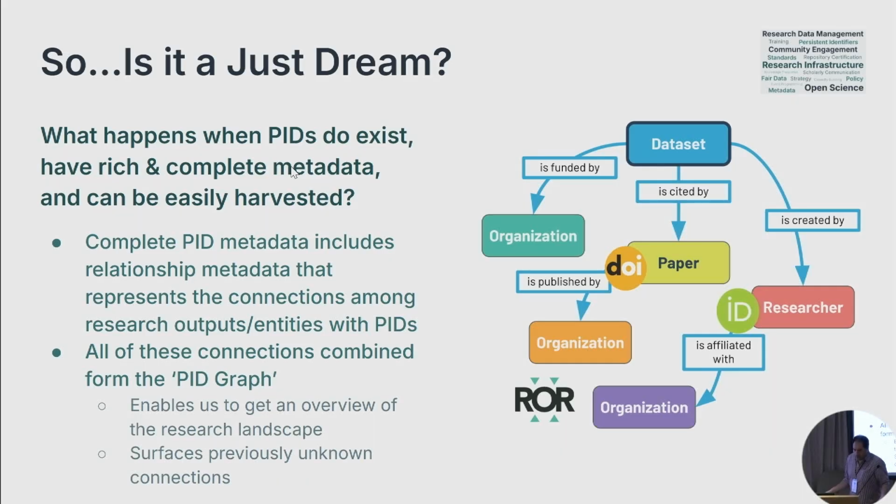So what happens when we're in a situation where PIDs do exist, because they do? They have rich and complete metadata, which lots of them do, and they can be easily harvested. Well, that complete metadata includes relationship metadata that represents the connections among research outputs and entities with PIDs. Those combine to form what's known as the PID graph.